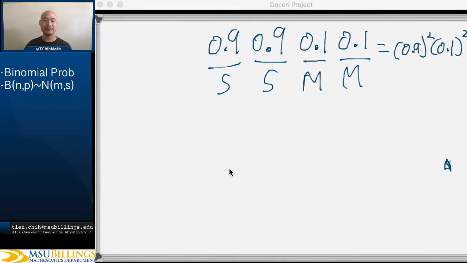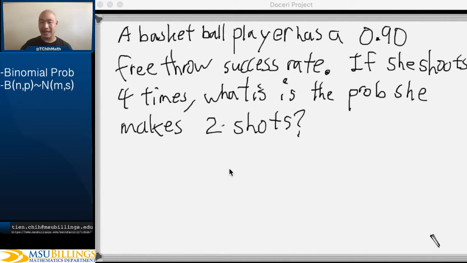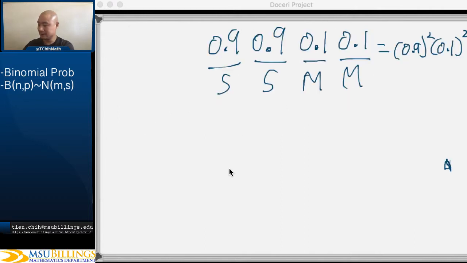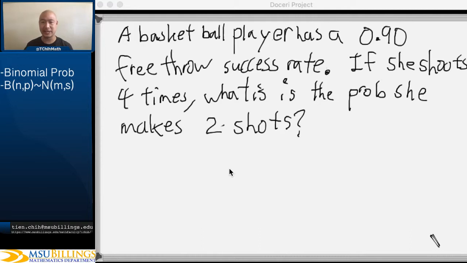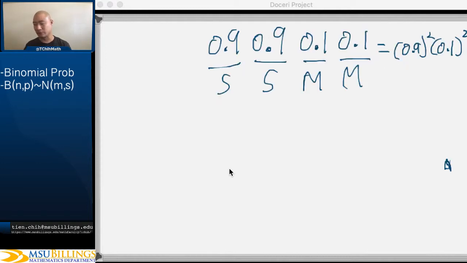All right. So is this the answer? Let's go back here and look at this probability here. It says, if she shoots four times, what is the probability that she makes four shots, or two shots? Sorry. And it doesn't anywhere here say that it has to be the first two shots, right? It's just that she makes a total of two shots. So here, she's made a total of two shots, but that's not the only thing that can happen, right?